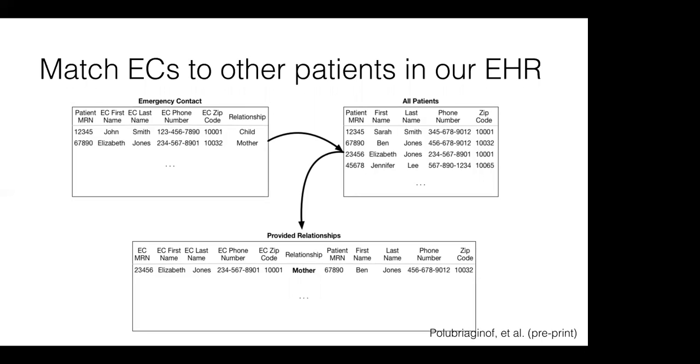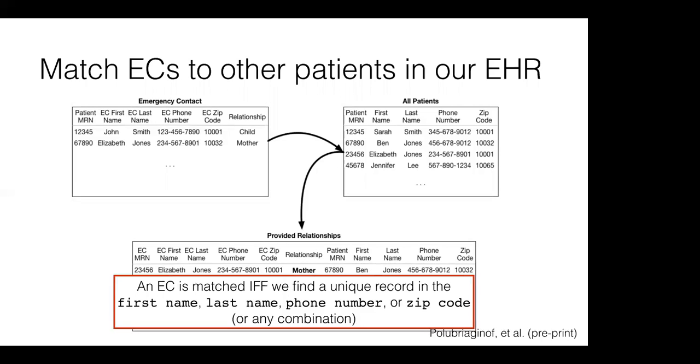We only consider a match if we identify a unique patient that matches any of these elements or any combination of these elements. So if we find more than one person matching, then we don't consider it a match. We have to find a unique person in our patient list. The assumption here is that families oftentimes use the same healthcare system, and therefore the emergency contacts provided could also be part of our patient list.